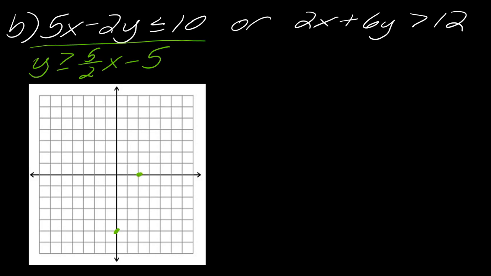Now do I use a solid or dotted line? In this case I'll use a solid line because it's the or equal to type sign. And now I just have to figure out which side I would actually shade.